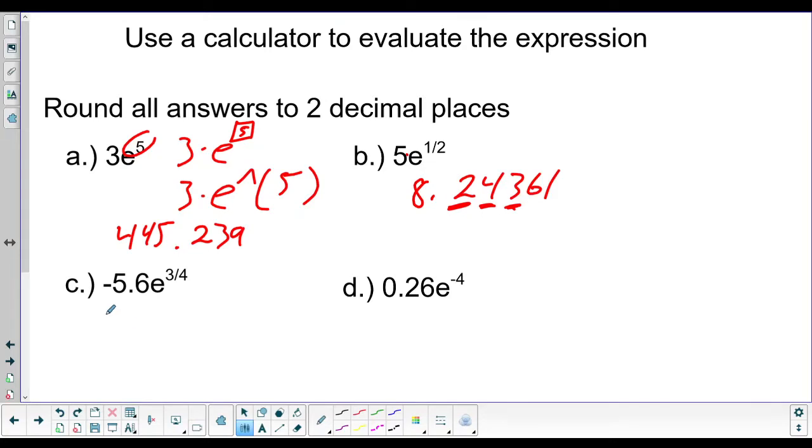Okay, 2 more. So we have negative 5.6 times e to the 3/4 or 0.75 power. And we get negative 11.8552. And then last one, 0.26 times e to the negative 4th power equals 0.004762.